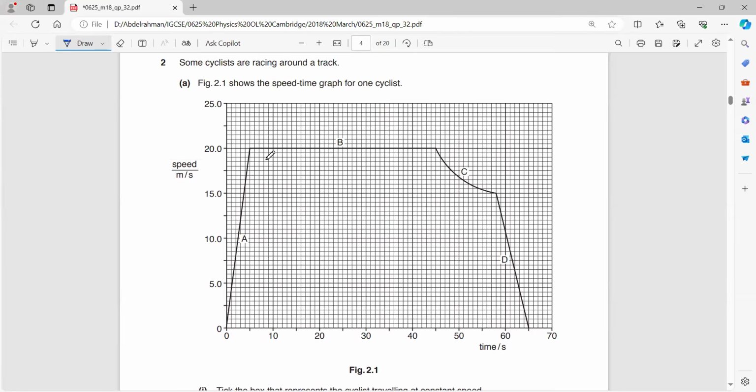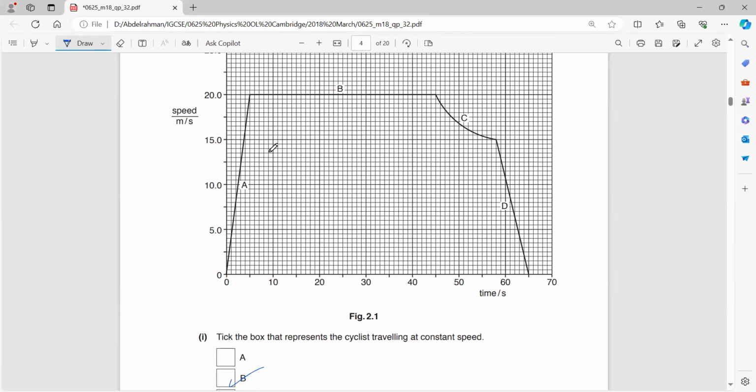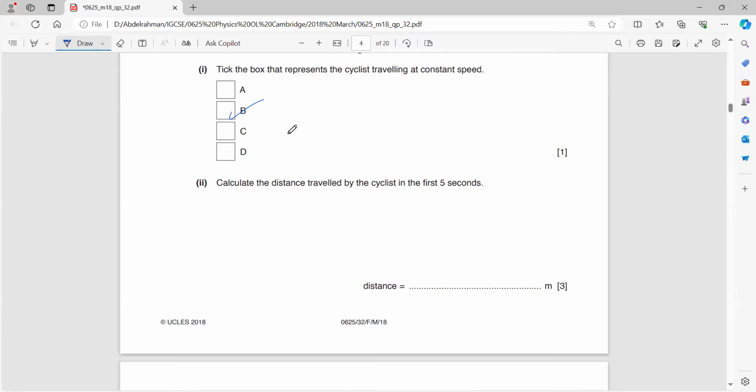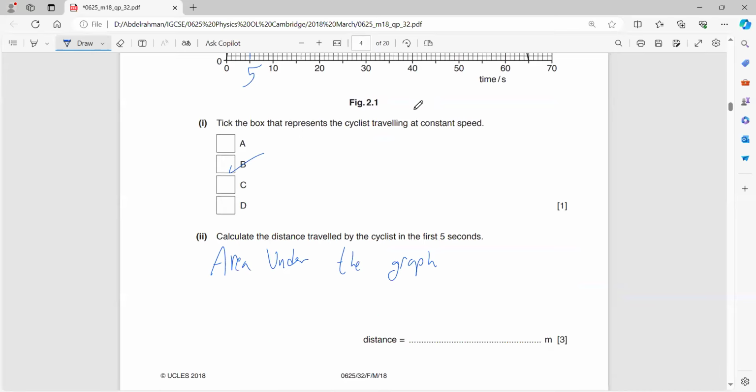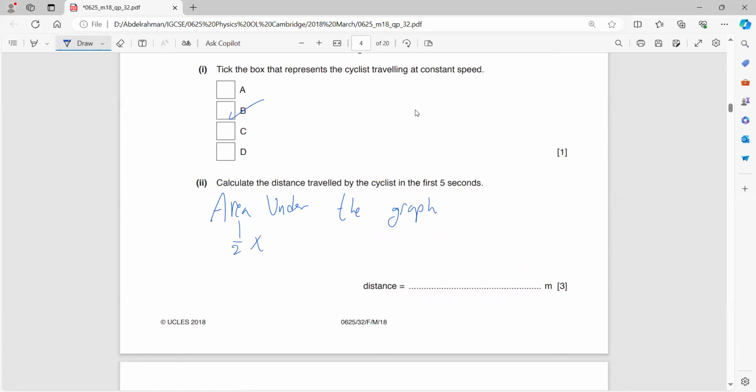Calculate the distance traveled in the first 5 seconds. Speed time graph. What should I do? Area under the graph. In the first 5 seconds, this is an area of a triangle. Half times base times height. The base is 5 and the height is 20. So half times 5 times 20. Total 50 meters. Easy.